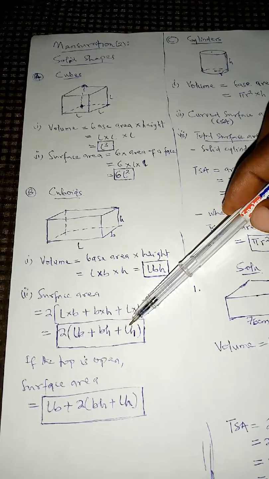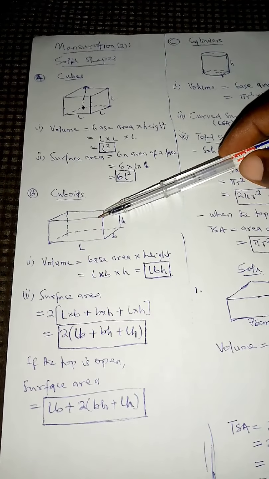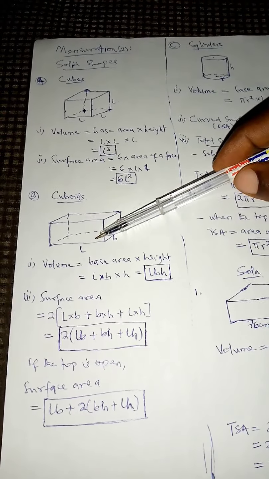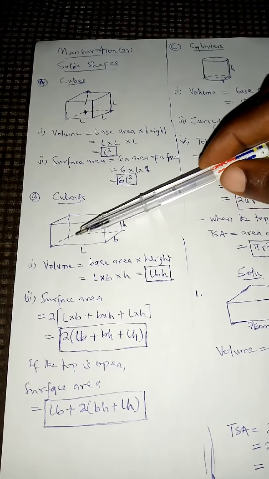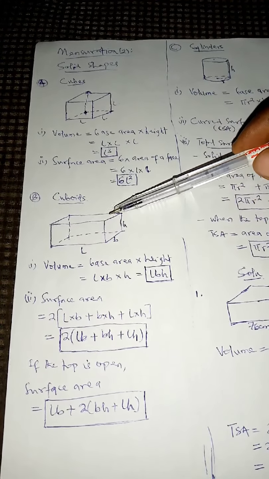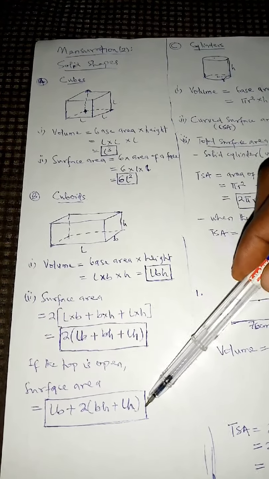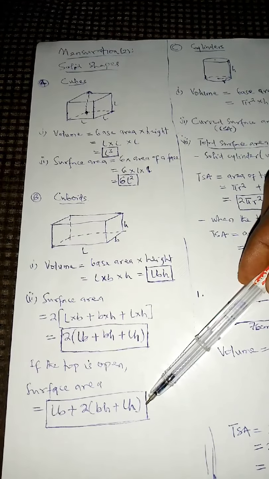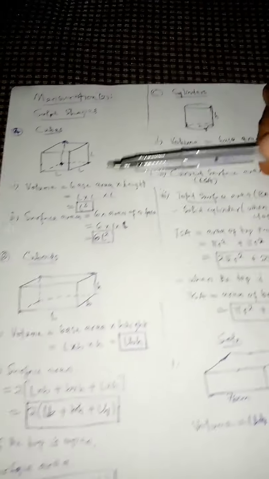If the top is open, then we'll be left with 5 faces. The bottom, which is LB, this and this, which is 2BH, this side with LH, and the end, which is 2LH. And that is why the surface area becomes LB plus 2 open bracket BH plus LH close the bracket.